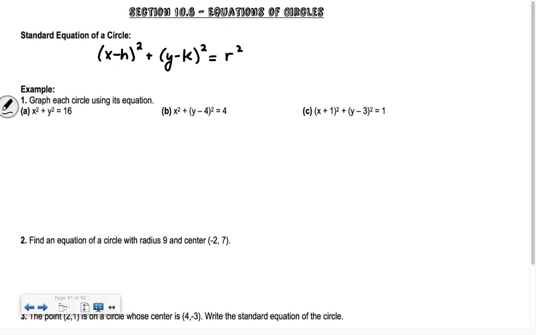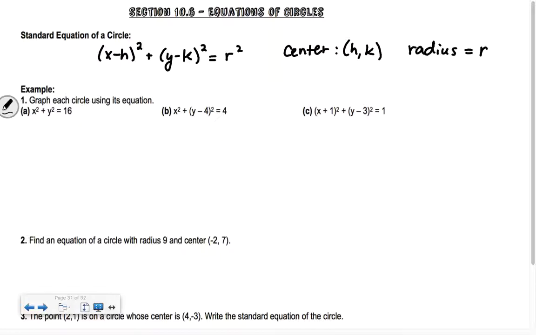All right, so number 1, it says graph each circle using its equation. So when we have this equation, (x minus h) squared plus (y minus k) squared equals r squared, we got lots of variables. The h, k thing is our center. So our center is (h, k), and our radius, what do you think radius is? R. Surprise, surprise, right?